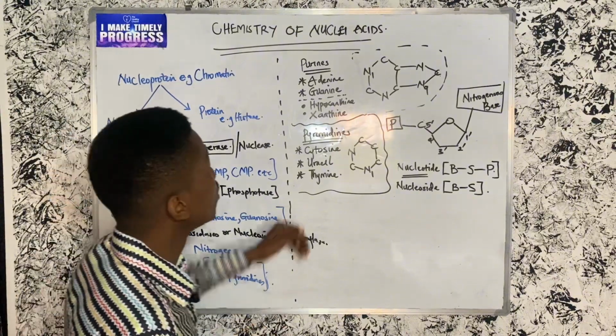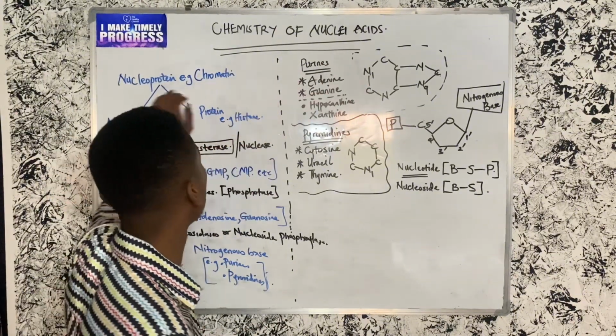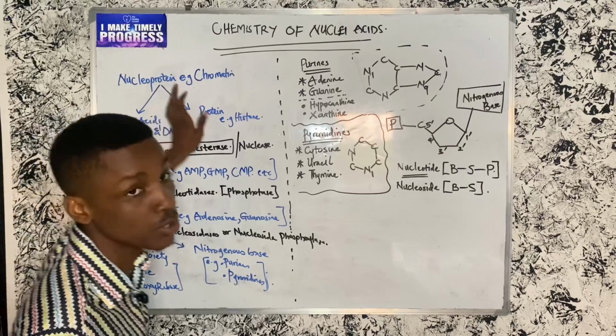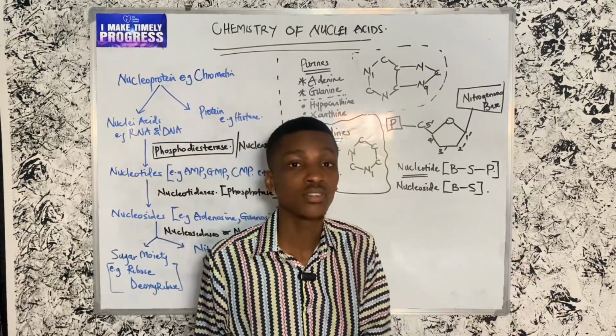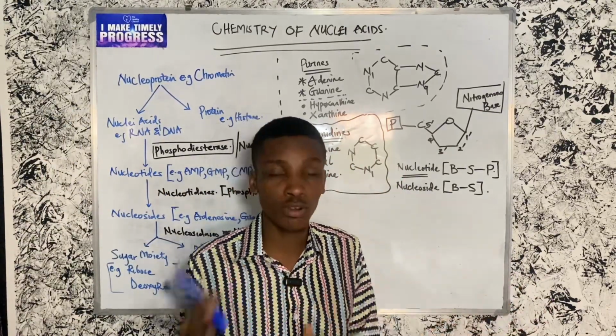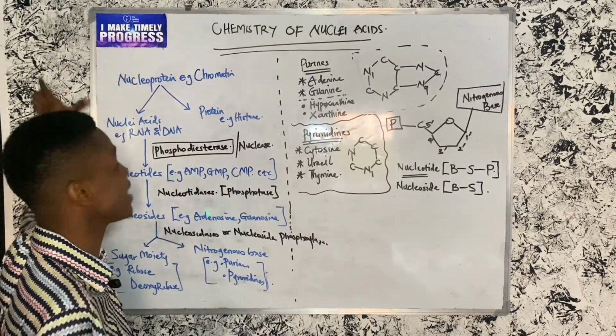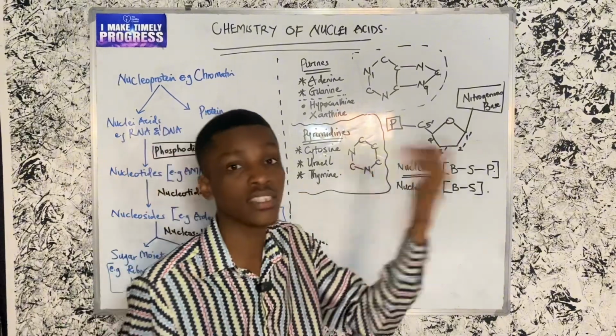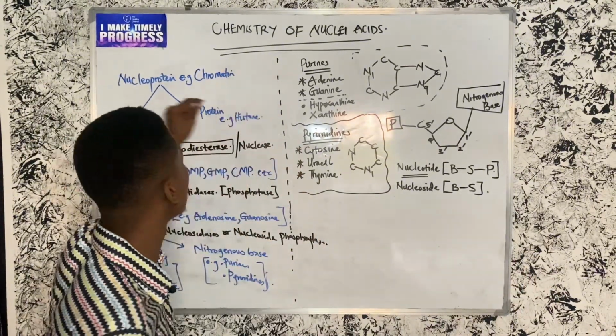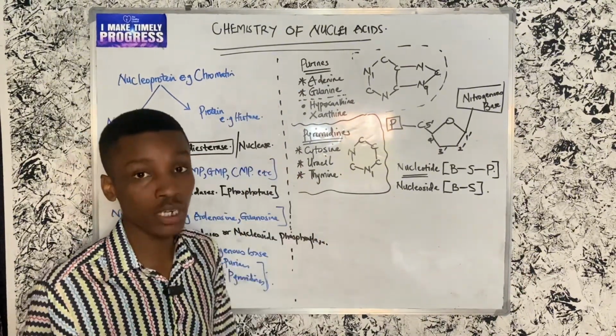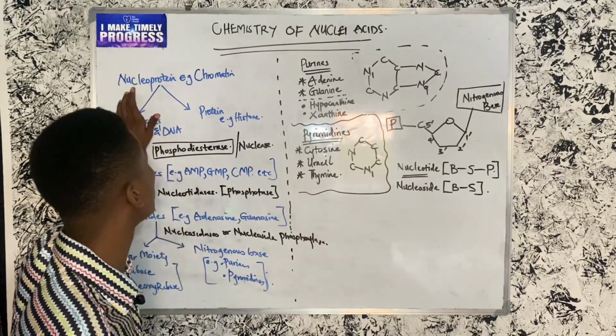Now, nucleic acids usually come in the form of nuclear proteins, so in the form of conjugated proteins. So there are different types of proteins. We have simple and conjugated. Conjugated is when I have a protein part and any other thing called a prosthetic group. So when you look at this, nucleic acid in the human body usually comes in the form of nucleoproteins.